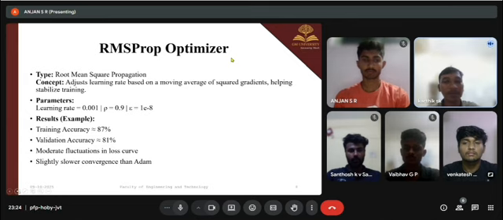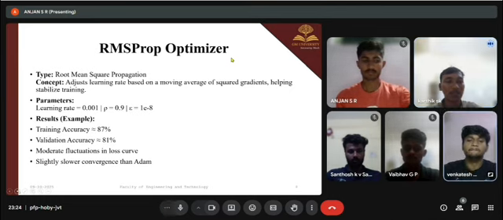RMSprop uses root mean square propagation with the adjustment of the learning rate based on a moving average of the squared gradient, helping stabilize the training, where it uses parameters like a learning rate of 0.001, rho equal to 0.9, and epsilon equal to 1e-8. These are the parameters we use in optimizers, where RMSprop uses only the learning rate and epsilon.